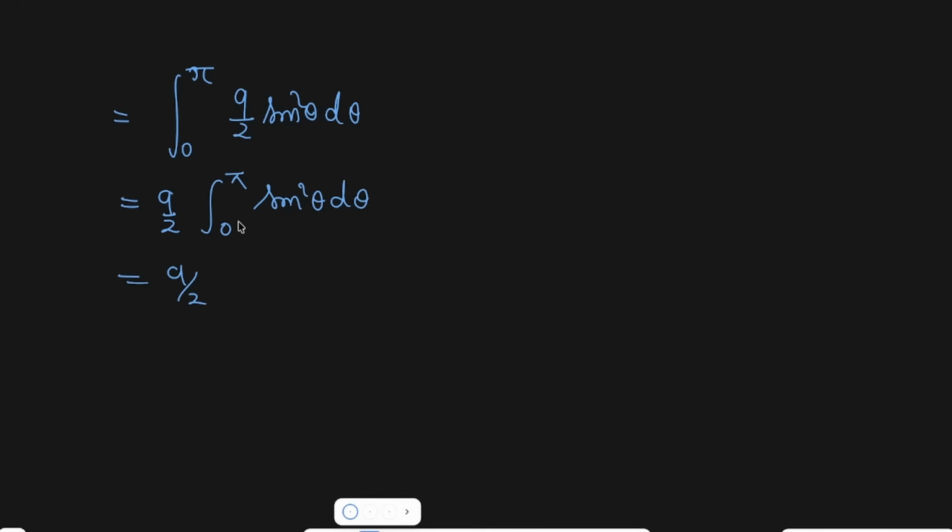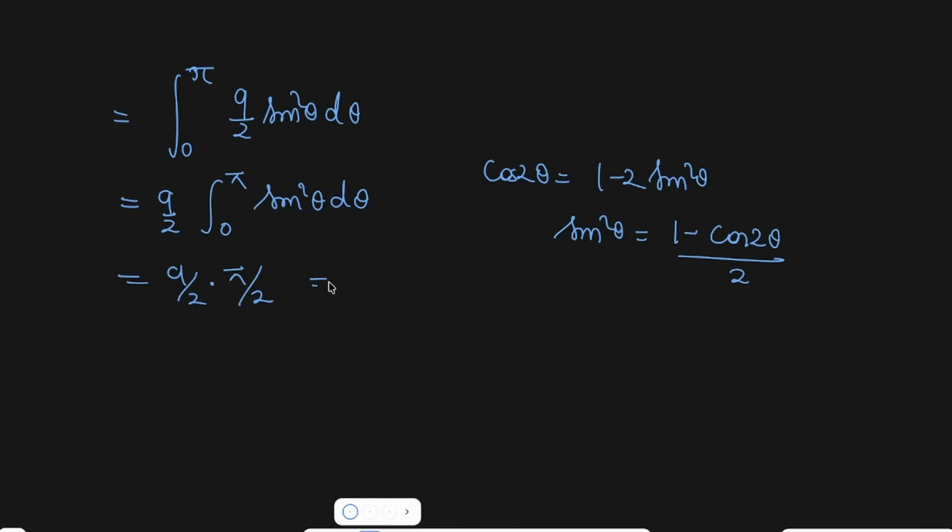What is sine square theta? You can use the cos 2 theta formula, 1 minus 2 sine square theta. So sine square theta is equal to 1 minus cos 2 theta divided by 2. When you solve this, you will get pi by 2 within this limit. So your answer will be 9 pi by 4. Okay, so this is your answer.